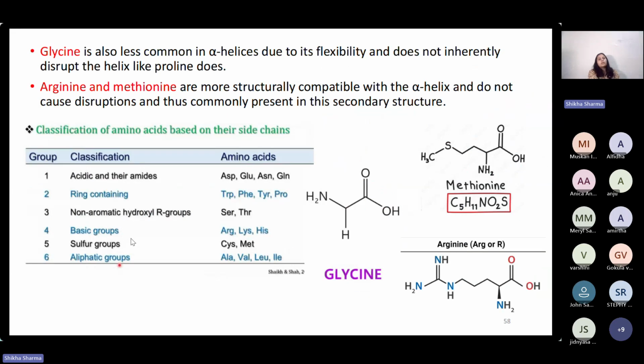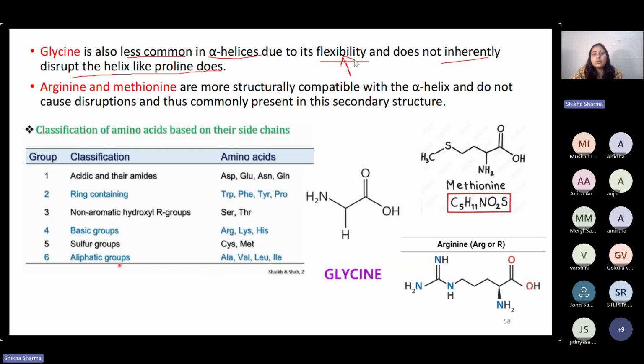Proline will not form an alpha helix for two reasons. One is that it cannot form the hydrogen bonding, and another is that it has a rigid cyclic structure, so it will not form that alpha helix structure. Glycine is less commonly found in an alpha helix because of its flexibility issue, and it does not inherently disrupt the helix like proline does.